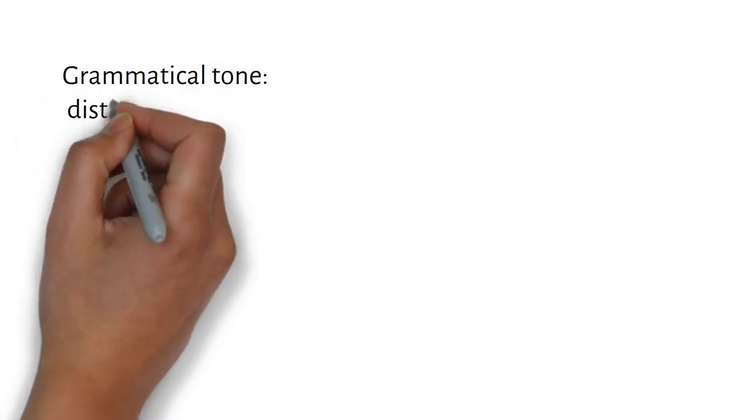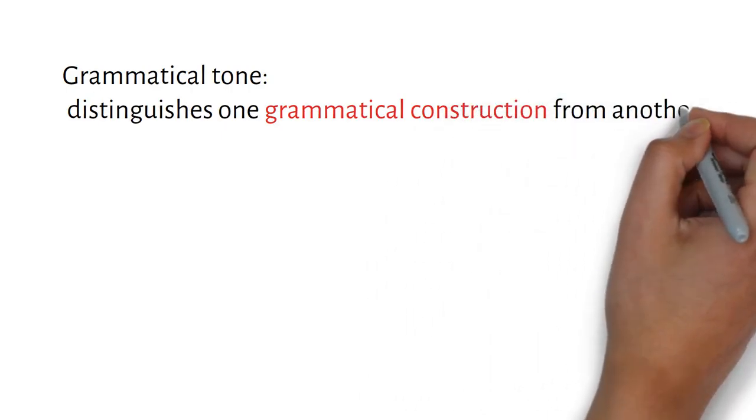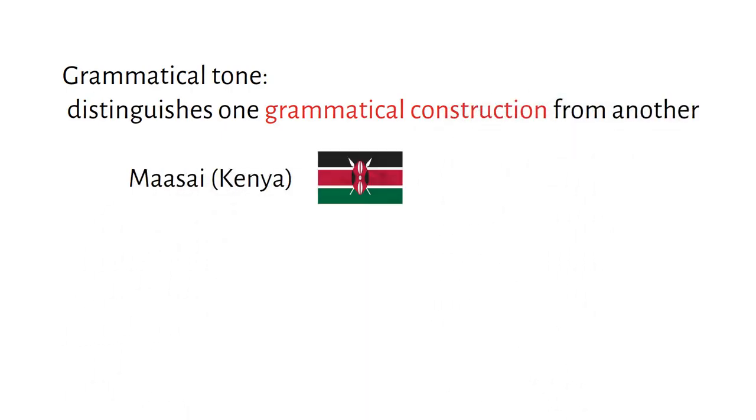Grammatical tone, on the other hand, distinguishes one grammatical construction from another one. In the Maasai language of Kenya, we have Mesisi Olabani and Mesisi Olabani. These differ only by tone on the first word, Mesisi, Mesisi.